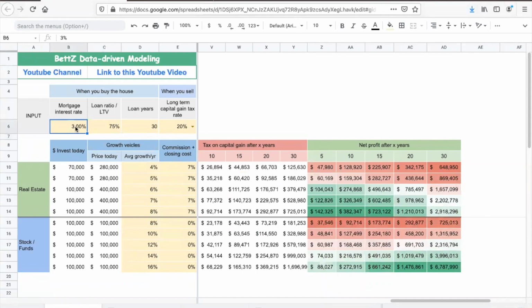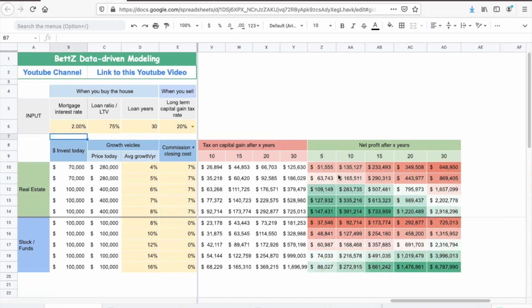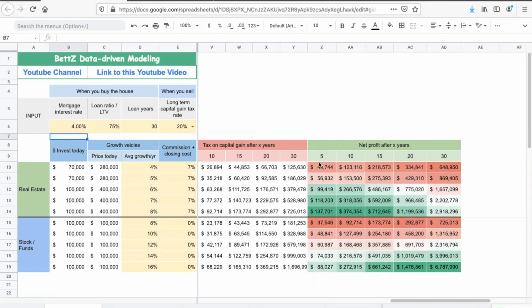Now, let's change the interest rate to 2%. You can see a little bit more gain compared to 3%. Change the interest rate to 4%. A little bit less gain, but it doesn't change the overall conclusion.